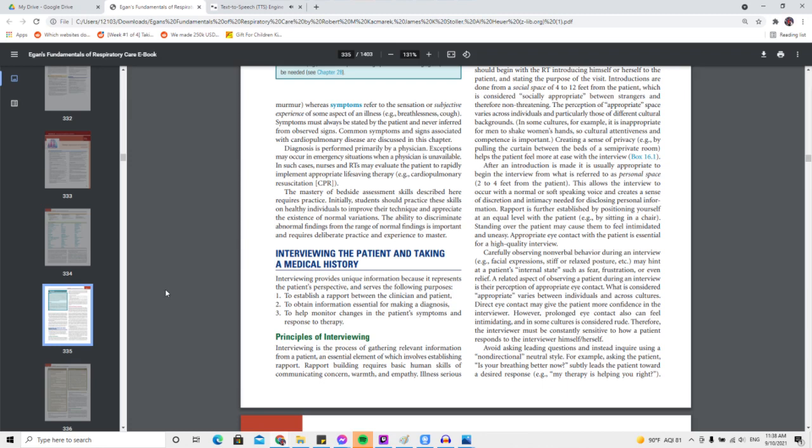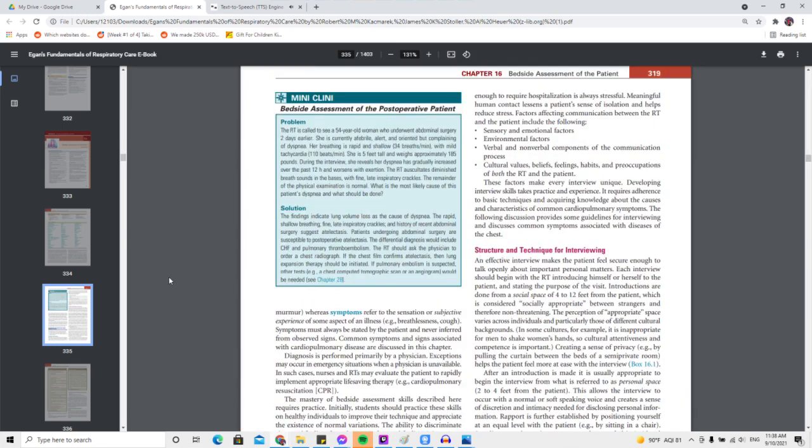Principles of interviewing. Interviewing is the process of gathering relevant information from a patient, an essential element of which involves establishing rapport. Rapport building requires basic human skills of communicating concern, warmth, and empathy. Illness serious enough to require hospitalization is always stressful. Meaningful human contact lessens a patient's sense of isolation and helps reduce stress.